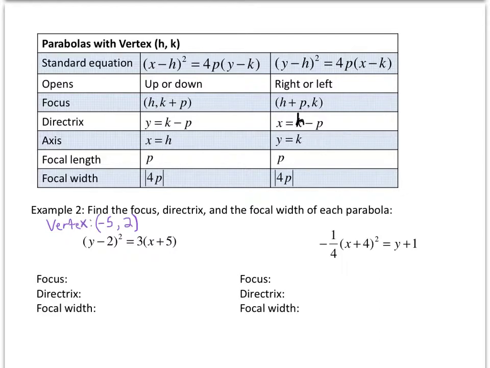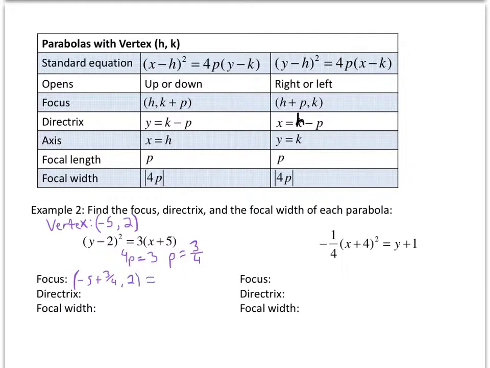The other thing we need to know is what our p is. This is in standard form, which means that 4p equals 3, so p equals 3/4. For our focus, we're going to take the vertex, and since x is the variable not squared, I'm going to add 3/4 to the x value of my vertex. So this is what it's going to look like: (negative 5 plus 3/4, 2).